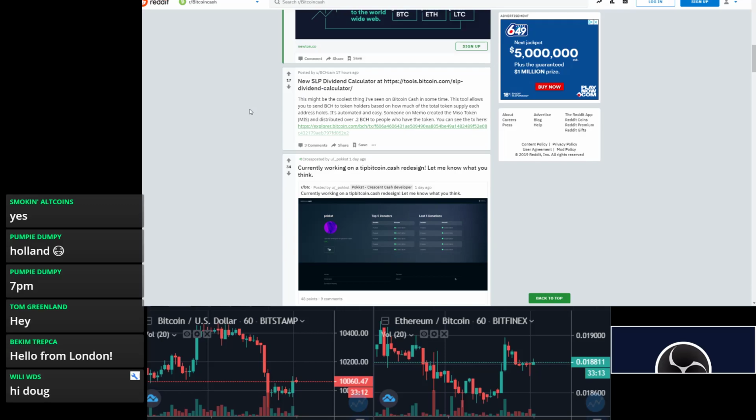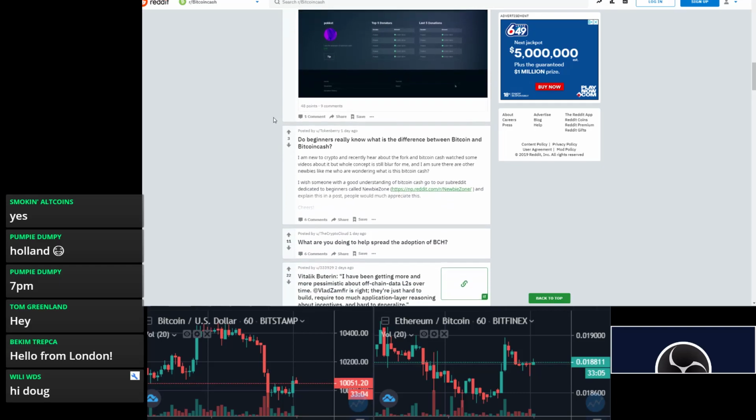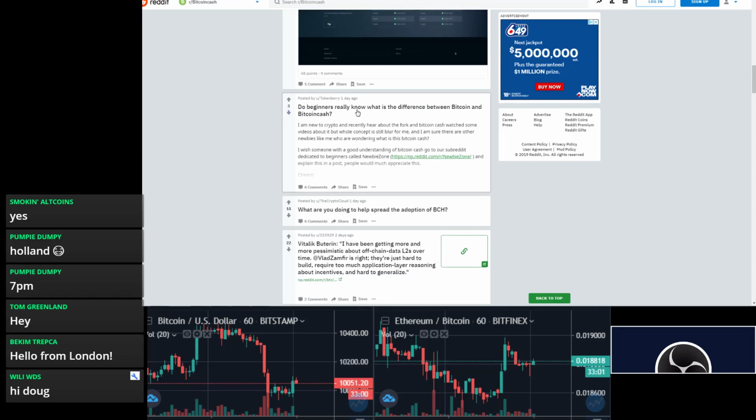SLP dividend calculator. So I guess tip bitcoin.cash redesign, trying to get people to pick up and use it. Do beginners really know the difference between Bitcoin and Bitcoin Cash? No. I have no idea, and I've been over it for a long time, but it's my own personal bias where I just didn't even read up on them.